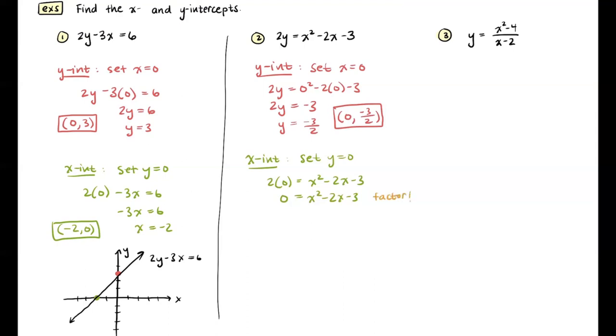If you were thinking about bringing this over to here and maybe trying to solve for x, that is not going to ever help you. So you always want to get 0 alone on one side of the equation and then factor.